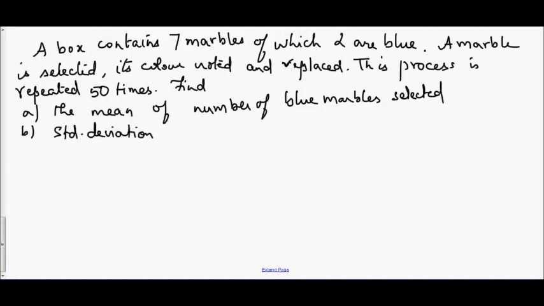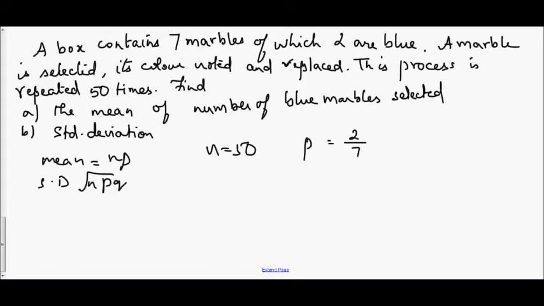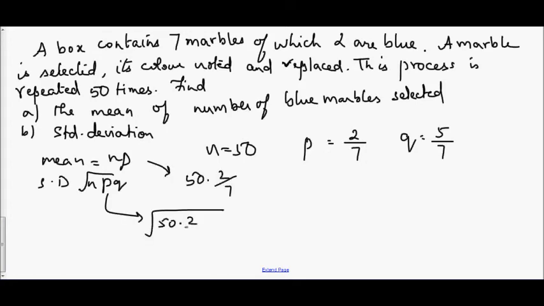The question is, find the mean of the number of blue marbles selected and the standard deviation of the number of blue marbles selected. We know that the mean is equal to np and the standard deviation is the square root of npq. So n is 50 here, and p is selecting a blue marble, where you have 2 blue marbles out of a total of 7 marbles. So it is 2 over 7. Therefore q would be 5 over 7. It's easy to substitute here. np would be 50 times 2 over 7, and the standard deviation would be the square root of 50 times 2 over 7 times 5 over 7, and you can simplify and get the answer for that.